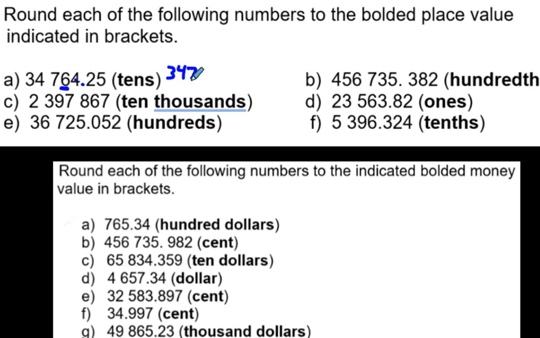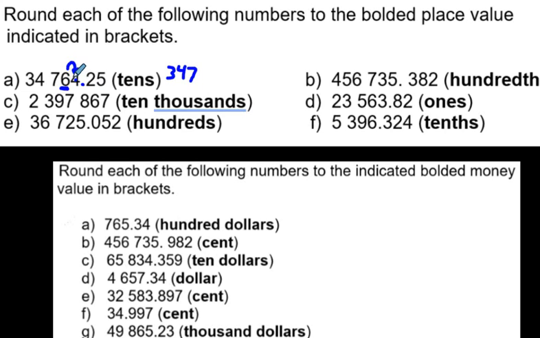The part that may change is this 6. Now, the way you decide if this 6 changes or not is you look beside it. You look beside it right here. And you see a number 4. Okay? If you see a number 4 there, then the 6 will stay the same.